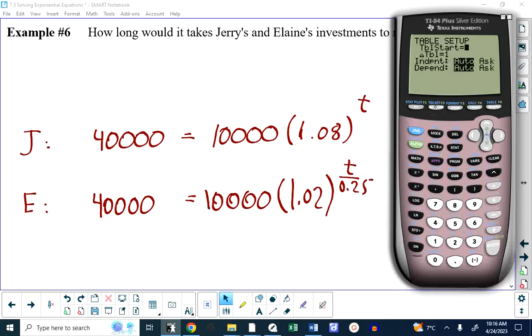You might go to your table to get an idea of what kind of domain we should look at, starting at 0 and going up by 1. It's going to be between 18 and 19 years. So in my window setting, I'm going to go from 15 to 20. And for y, I need to go up to at least 40,000. I'm going to go 45,000. I should see Jerry's investment climbing. That's not the y-intercept, by the way, because I didn't start at 0. And there is the horizontal line.